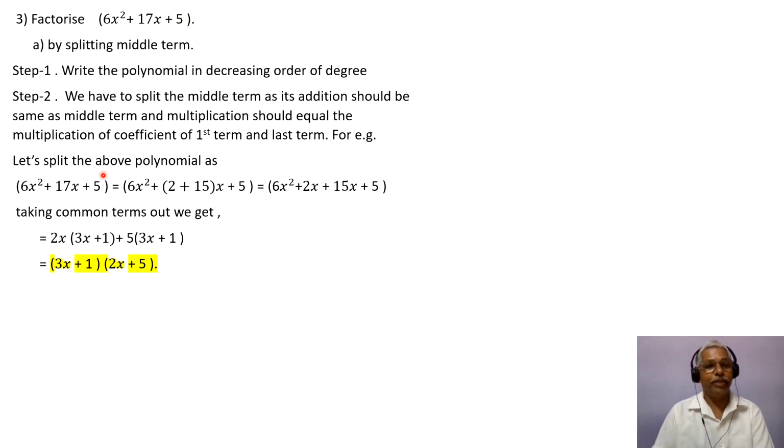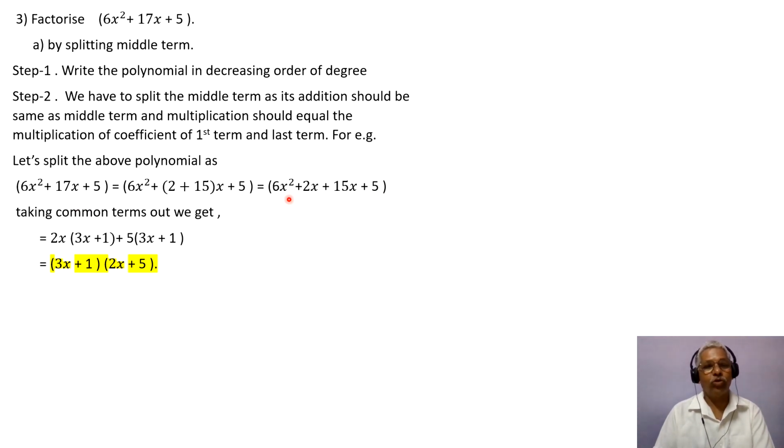Let us split the above polynomial: 6x square plus 17x plus 5 is written as 6x square plus (2 plus 15) into x plus 5. Got it? 2 plus 15 is 17, and 2 into 15 is 30. So this is 6x square plus 2x plus 15x plus 5.